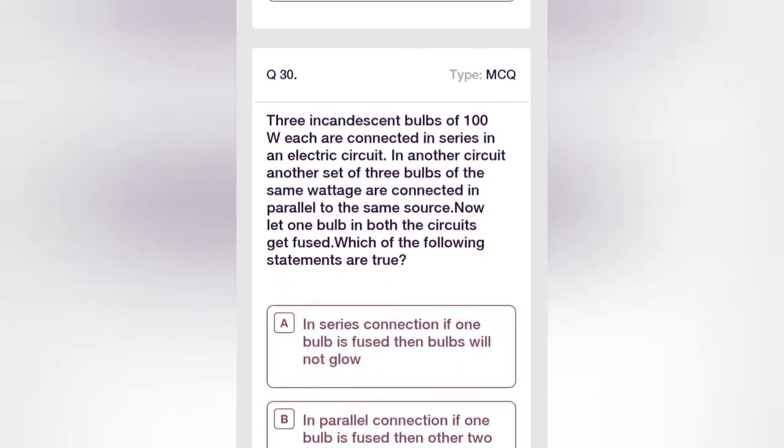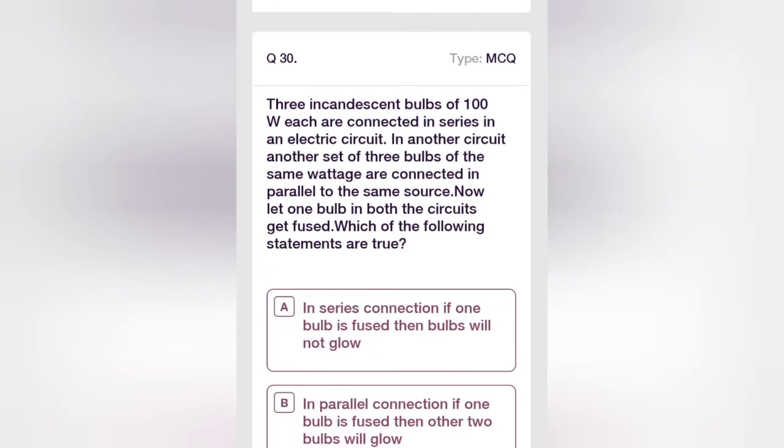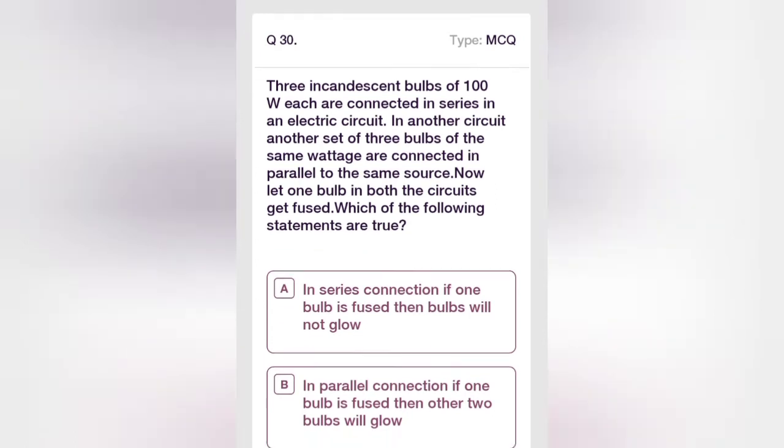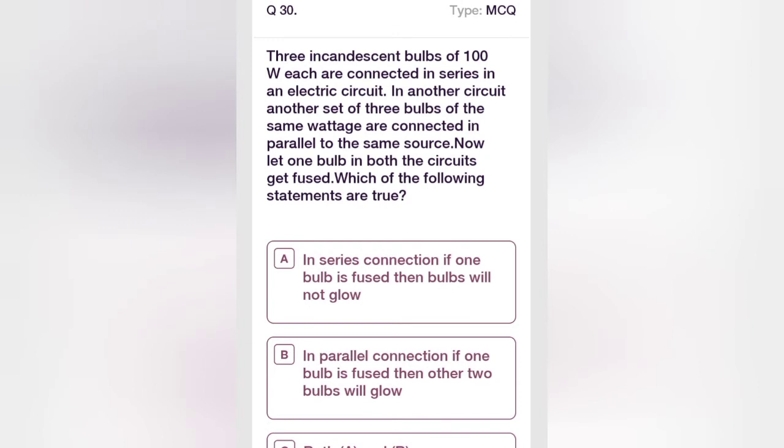Three incandescent bulbs of 100 watt each are connected in series in an electric circuit. In another circuit, another set of three bulbs of same wattage are connected in parallel. Now let one bulb in both the circuits get fused. Which of the following statements are true? See, in series connection, what happens if one bulb gets fused, then the others will not glow. In parallel circuit, the other bulbs will glow. So in series connection, if one bulb is fused, then the bulbs will not glow.